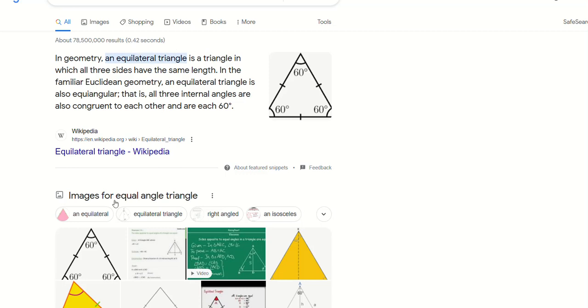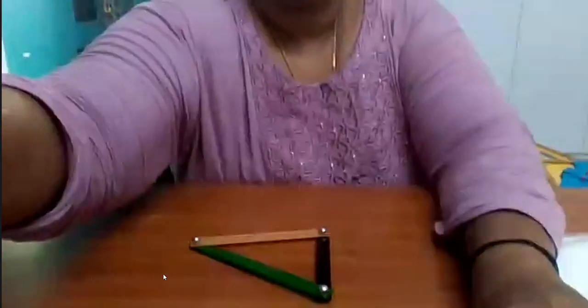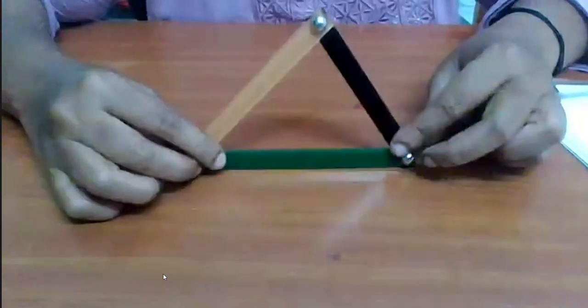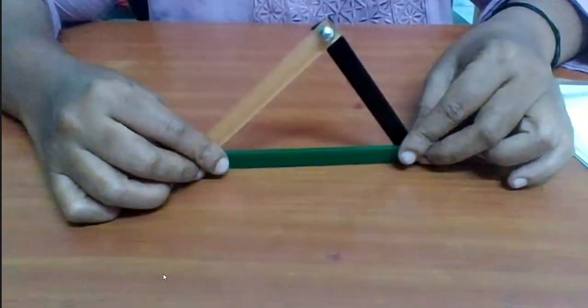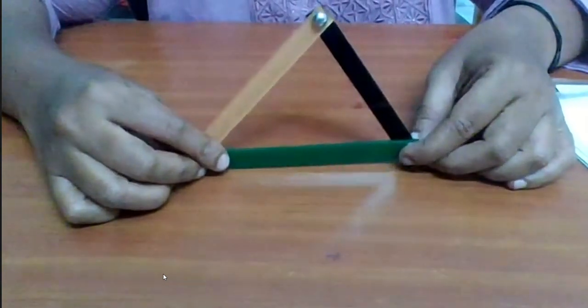Now give 3 different sticks to the child. As we don't have time, I have made the shapes already. Give 3 different sticks to the child and ask the child to make the shape. Obviously it will look like a, what shape is it? Scalene triangle.